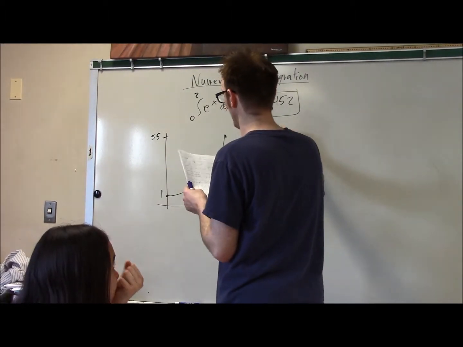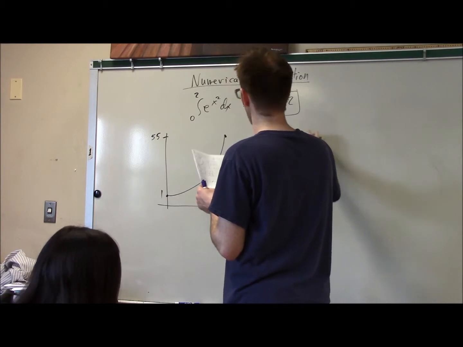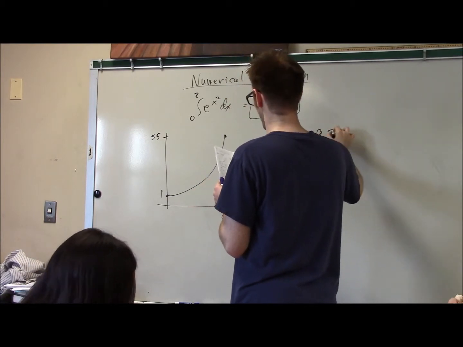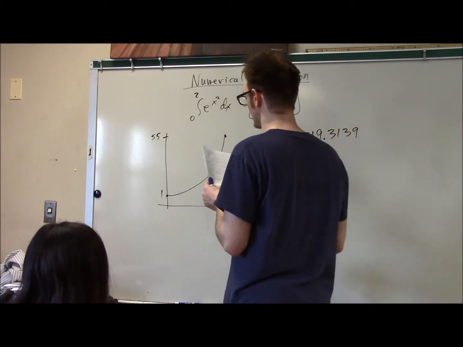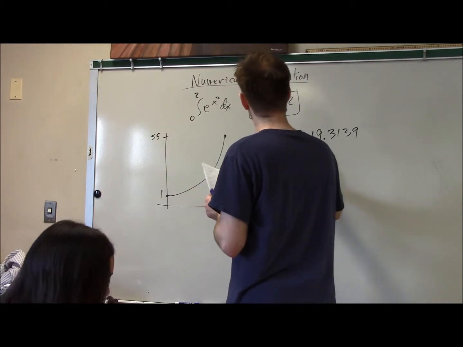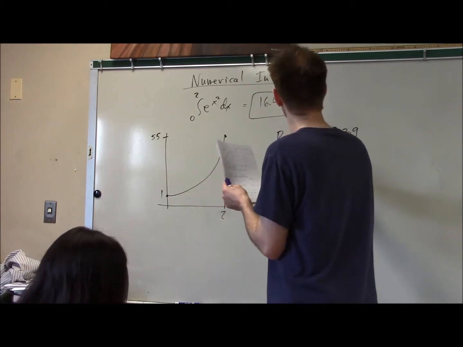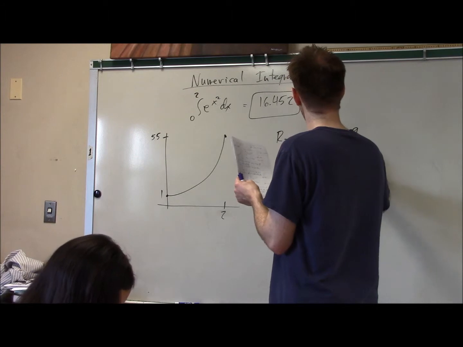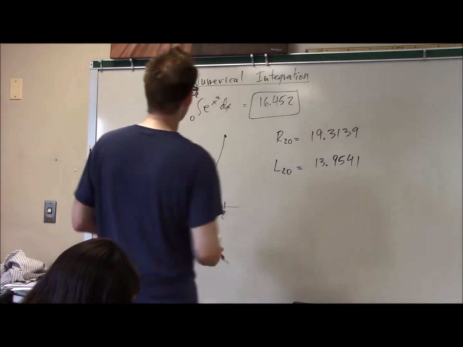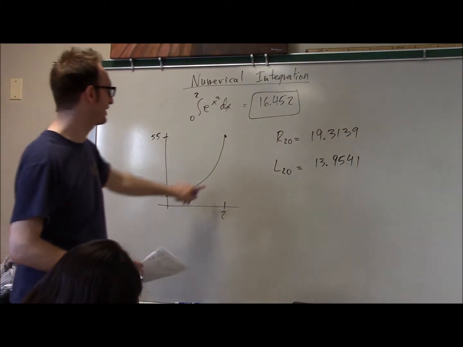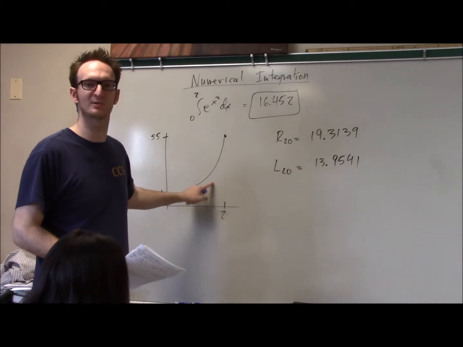And we computed that R20 was 19.3139, and there's a whole complicated procedure for doing that. And we computed that L20 is 13.9541. And then we made the following observations about this function on this interval. What observations did we make which are relevant to this problem?